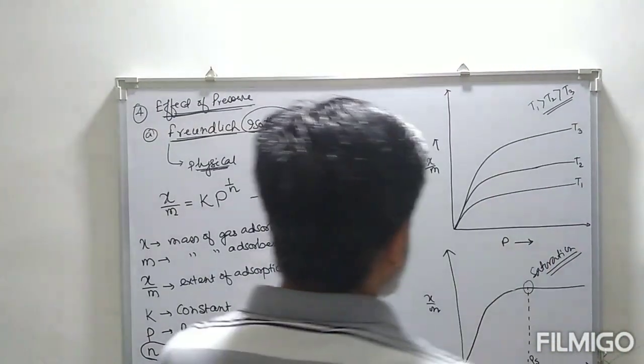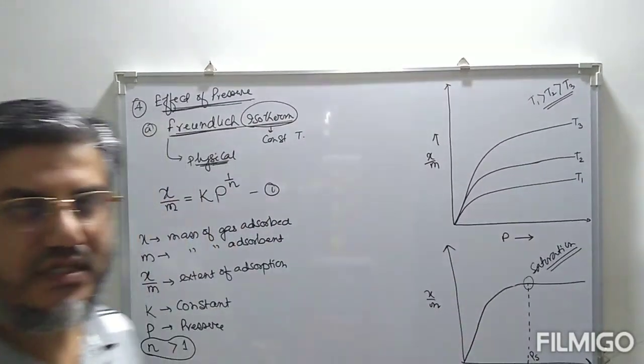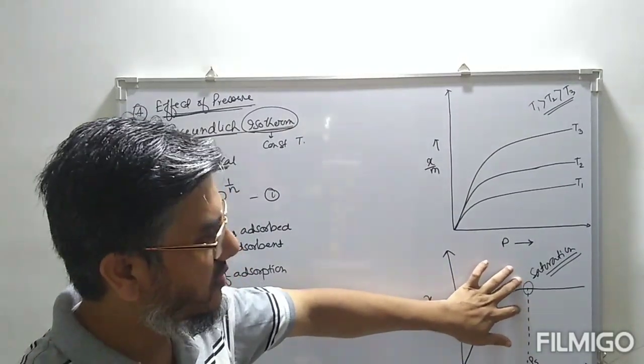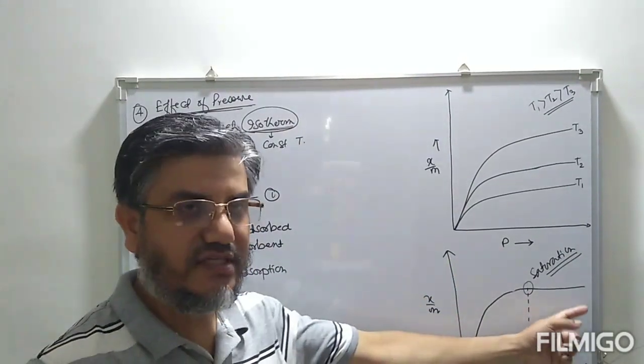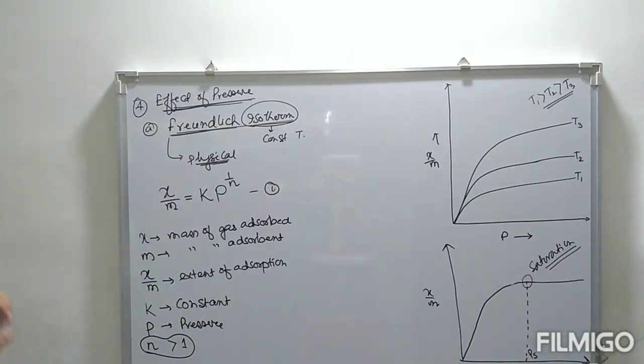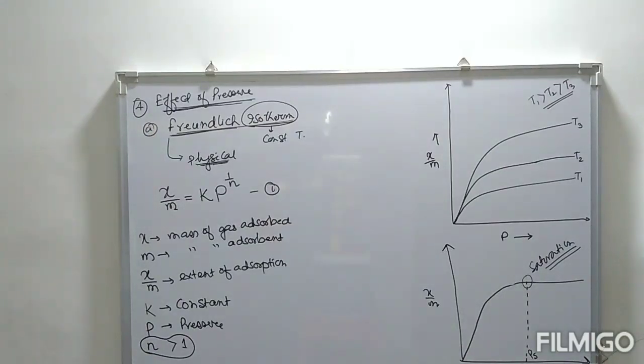So this is the variation of extent of adsorption with pressure P. One thing is, beyond this saturation point, no more adsorption because the surface area is completely occupied by gas molecules. Now we have to see the validity of this graph.